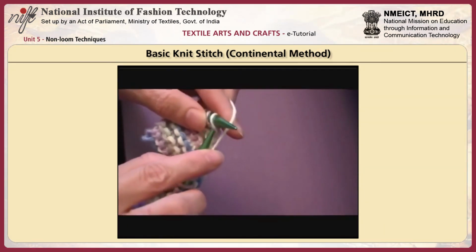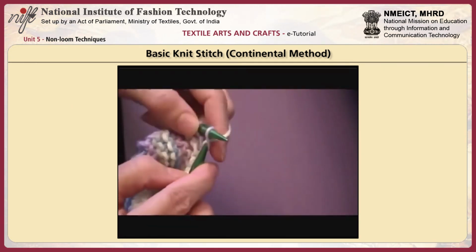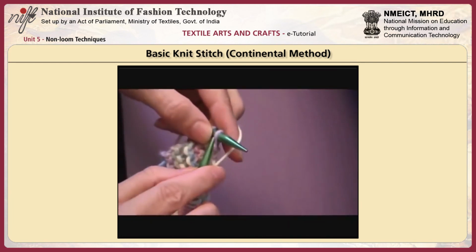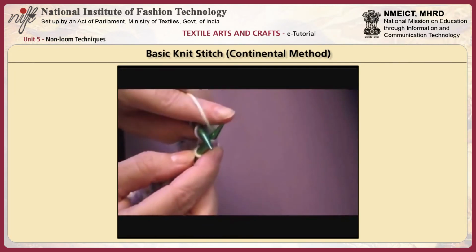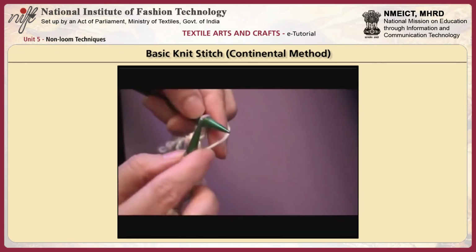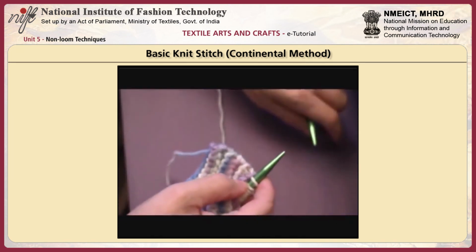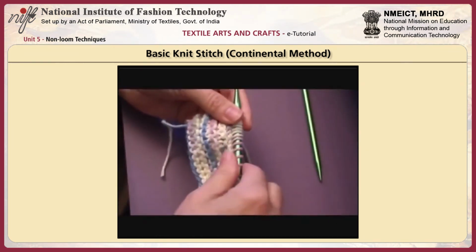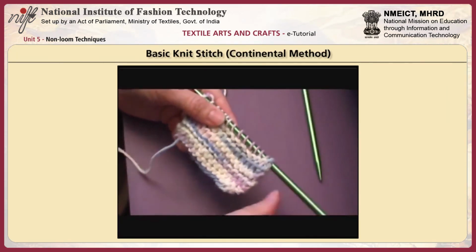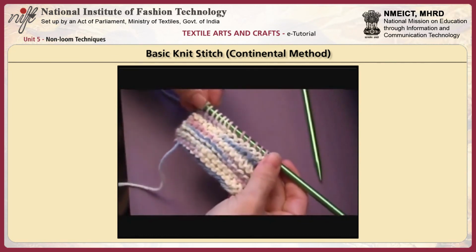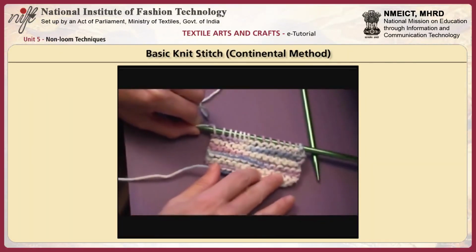This style is a whole lot easier on your arms, your hands, your wrists, and just really goes a lot faster too. And there we are. Nice and even. That's the knit stitch using the continental method.